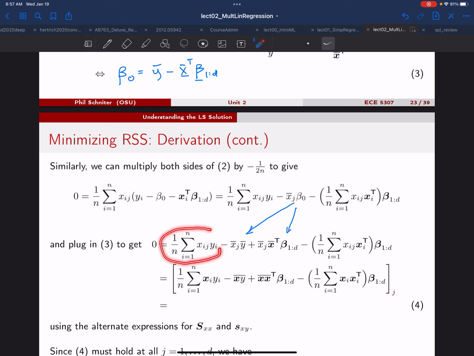So let's look at this term. This is the jth entry of this. So it's like you take the entire xi vector and multiply by yi. The jth entry of that would be there. The jth entry of this would be this. The jth entry of this would be this. And finally, the jth entry of this would be this. And what's nice about this last expression is these are all recognizable quantities. In fact, does this one look familiar here? What do we call this one? That's SXY. Exactly.